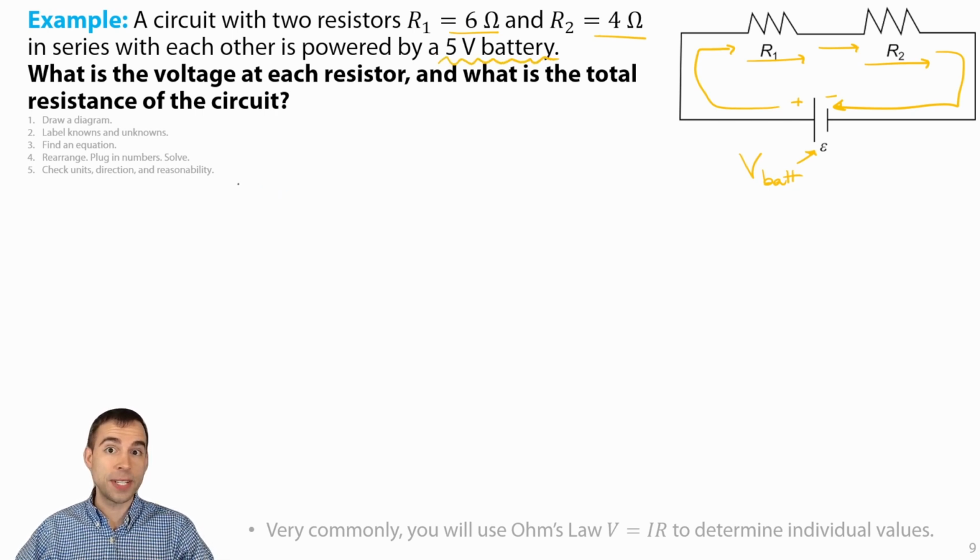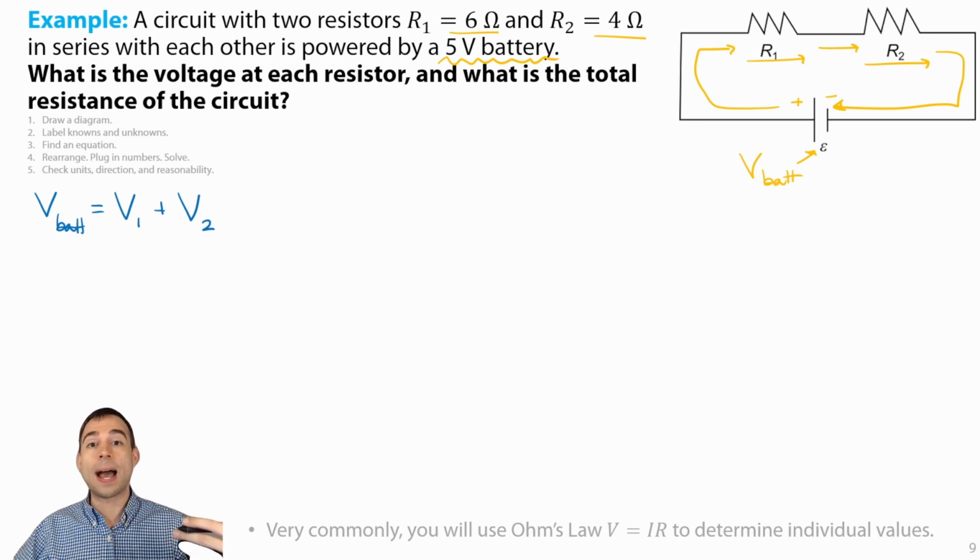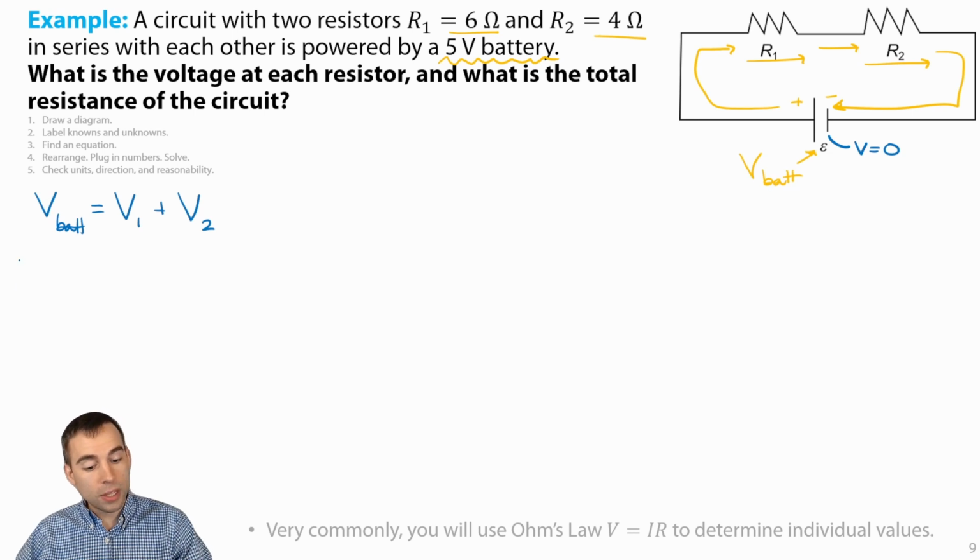So for resistors in series, we know that the voltage supplied by the battery will end up equaling the voltage across resistor 1 plus the voltage across resistor 2. All of the voltage supplied by the battery has to be dissipated by all of the resistors in the series. It's like we're labeling the end of our circuit as V equals 0 and the beginning of our circuit as some battery voltage value. Now, we were told that the voltage of our battery is 5 volts, but we do not know the voltage drop across each individual resistor.